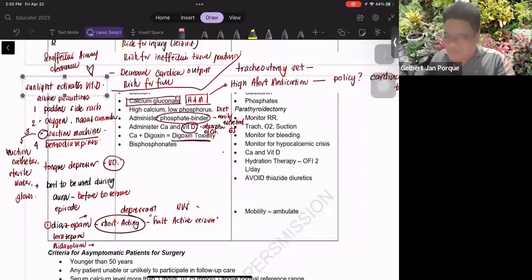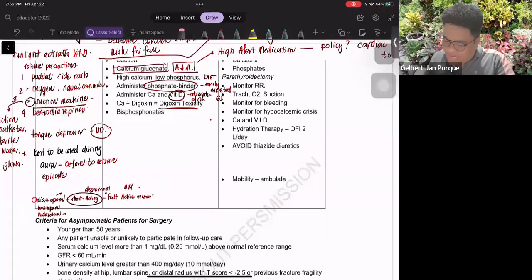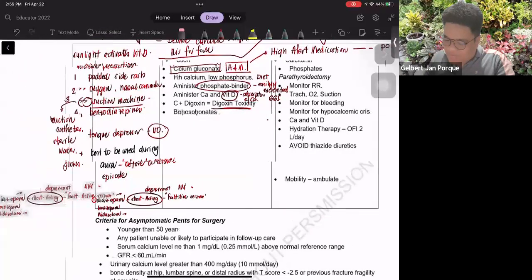Fosamax. What's the generic name of Fosamax? I have seen Fosamax among the examples. Fosamax, I mean. Okay, alendronate. Very good.